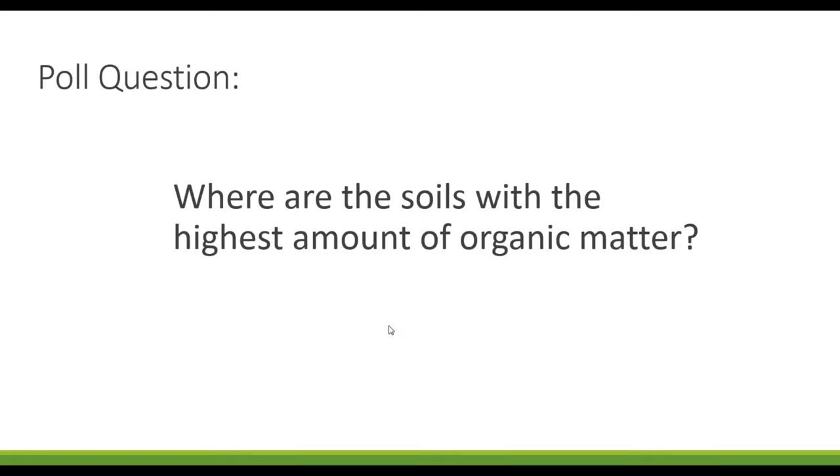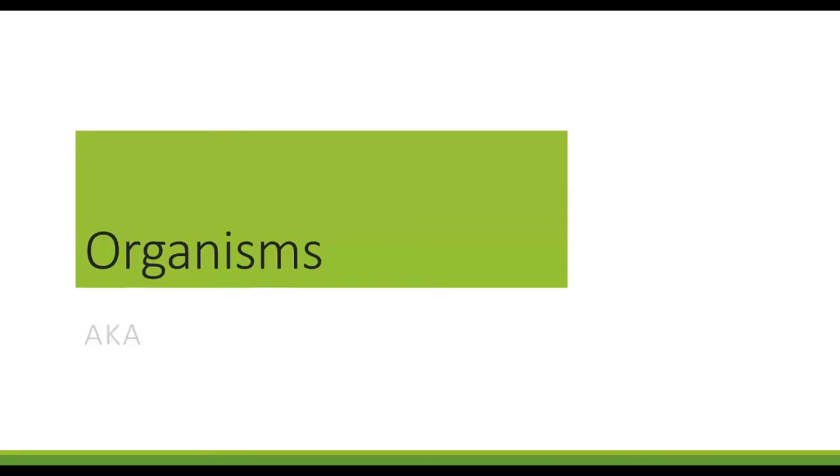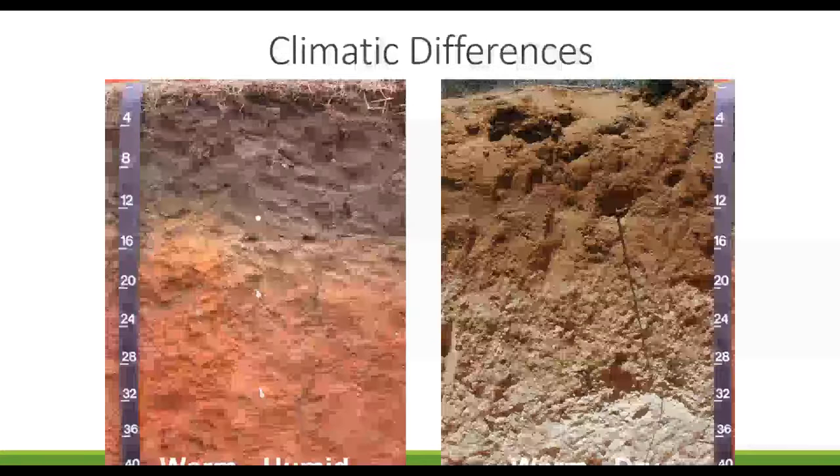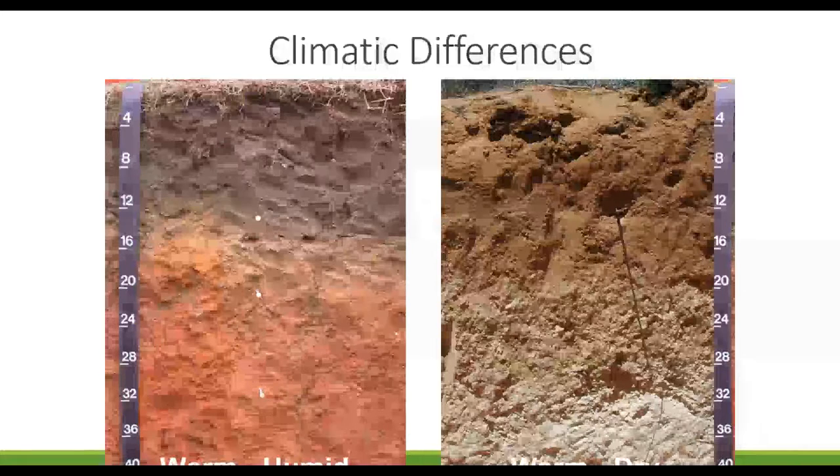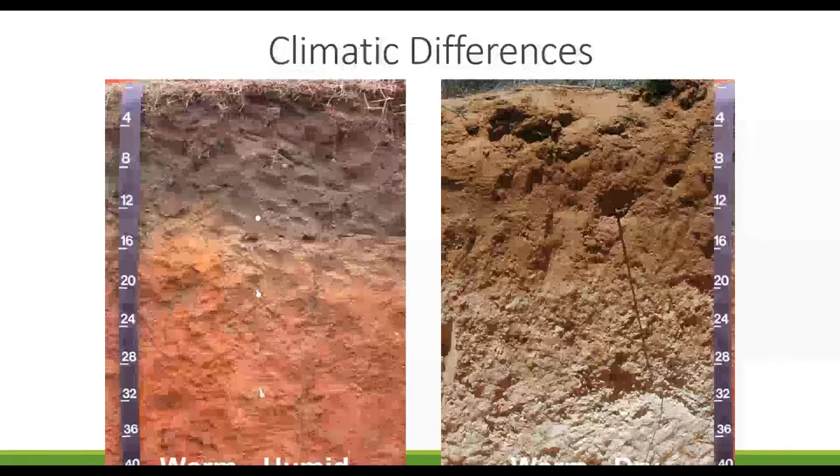So as we move on, let me back up a little bit. You can see some of the climatic differences and just the way the soils look. In the warm, humid areas, we have thicker surface layers, more layers, more visible layers present, and the soil develops differently than it does in the warm, dry area where we don't see as much development.